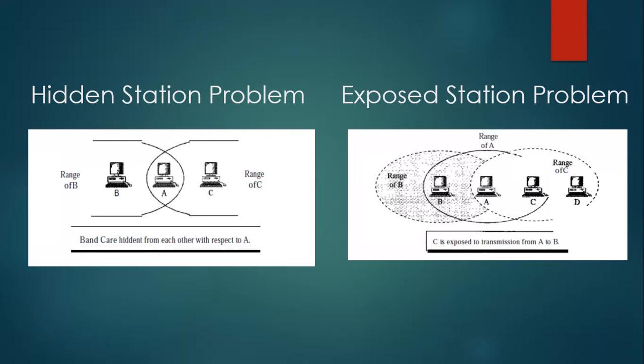And then we'll see the exposed station problem. The handshaking messages RTS and CTS cannot help in this case, despite what you might think. Station C hears the RTS from A but does not hear the CTS from B. Station C, after hearing the RTS from A, can wait for a time so that the CTS from B reaches A.